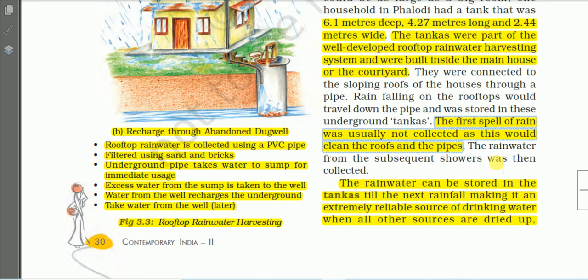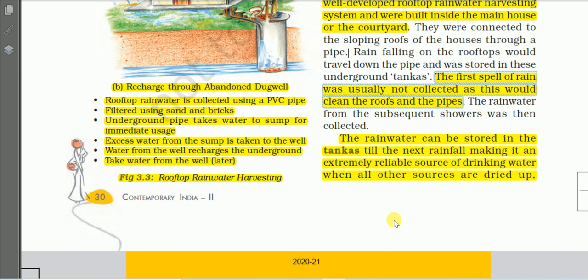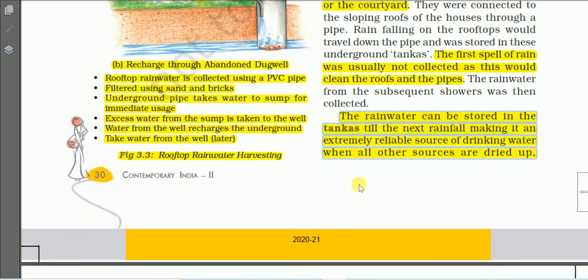And the rainwater from the subsequent showers was then collected. The first rainfall will clean the pipe and the roof, and after that the water from the subsequent rainfall will be collected. The rainwater can be stored in the tankas till the next rainfall, making it an extremely reliable source of drinking water when all other sources are dried up.